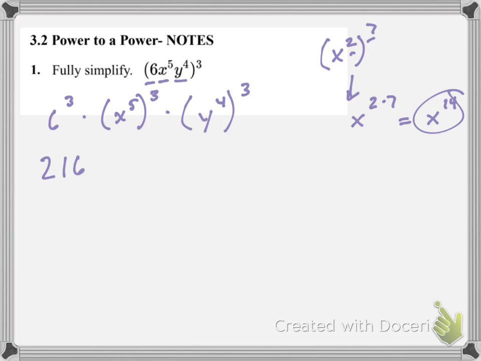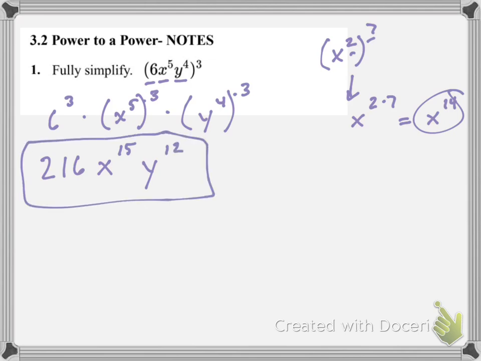Now, this is x to the 5th to the 3rd, so I'm going to do 5 times 3. That's x to the 15th. And then y to the 4th to the 3rd, I'm going to multiply those, so I get y to the 12th. And that's it. I'm done. It's pretty simple.